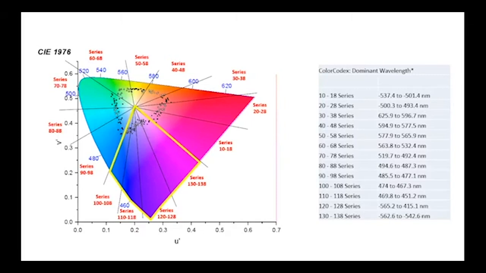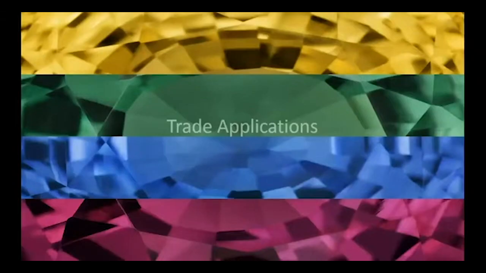And so when we're plotting them, we use both charts. We find them both very good and very adequate. And again, you see a very nice progression of the sheets across the color system. So that's just a quick discussion of the technical side. Now I'm going to talk about trade applications.